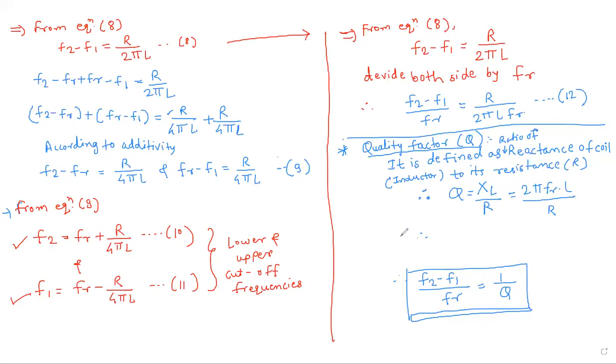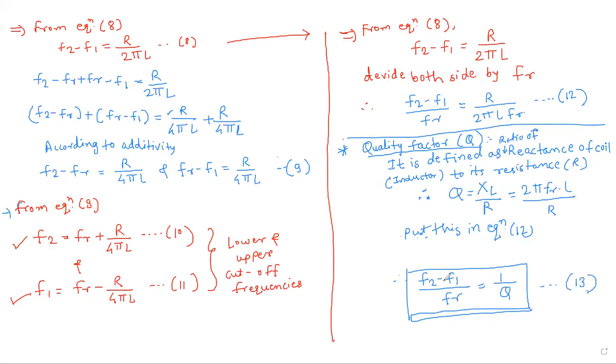So instead of that, we can mark this and put this in equation 12. The Q value, 2 pi FR into L divided by R, you can replace by Q. So if you put that in equation number 12, we can get this as equation number 13.